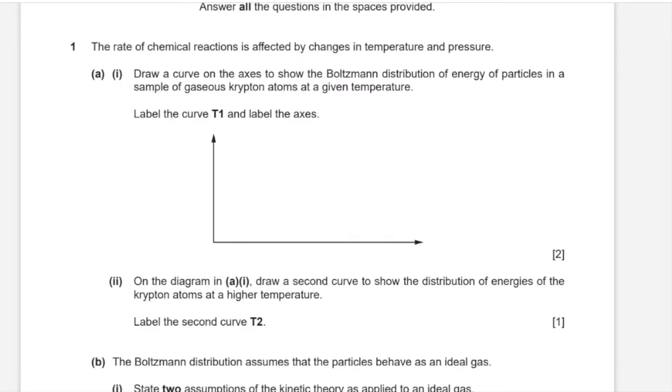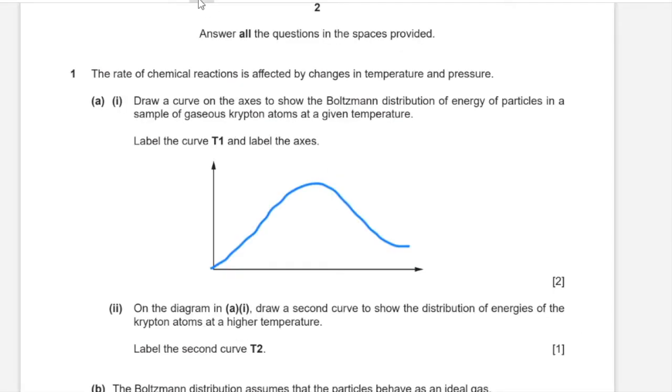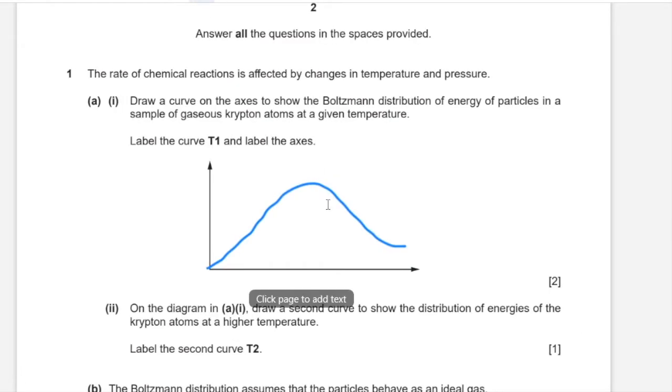1. The rate of chemical reactions is affected by changes in temperature and pressure. A1. Draw a curve on the axis to show the Boltzmann distribution of energy of particles in a sample of gaseous krypton atoms at a given temperature, and label the curve T1 as well as labeling the axis. On the x-axis you have energy, and on the y-axis you have total number of particles with a particular energy.